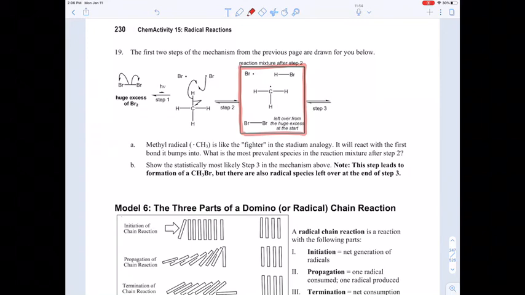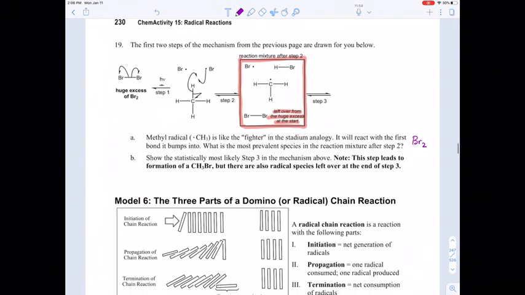And I hope you're looking at this little italic statement left over from the huge excess at the start. Right, bromine is in a huge excess. Show the statistically most likely step 3 in the mechanism above. Note, this step leads to the formation of a CH3Br, but there are also radical species left over at the end of step 3.